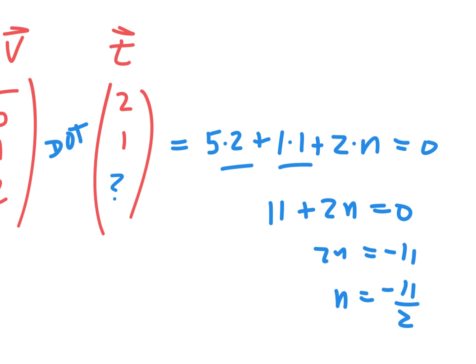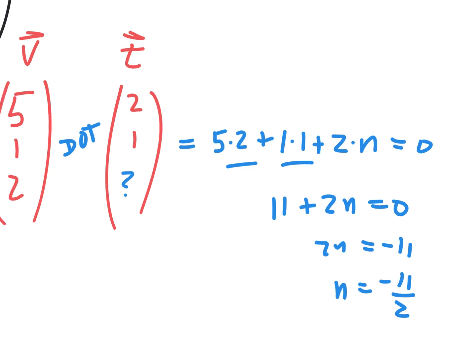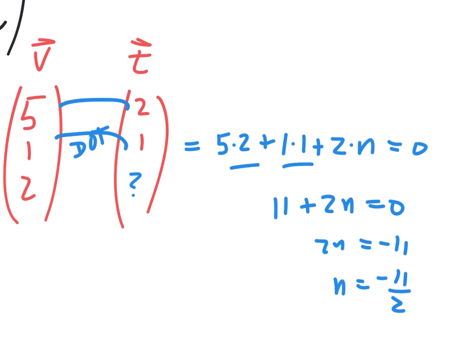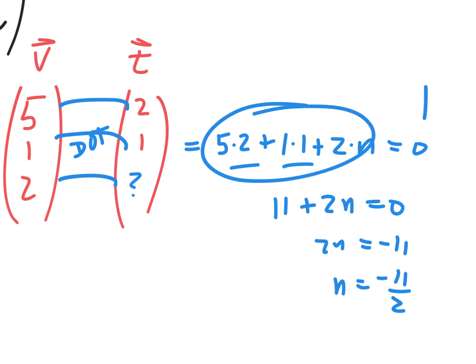Who had that one right? Good. If you were trying to guess and check, you would not have figured it out, would you? Nobody's going to guess negative 11 halves. Know what I mean? So do you get what I did there? This times this, that times that, and that times that. All added up. Had to equal 0.